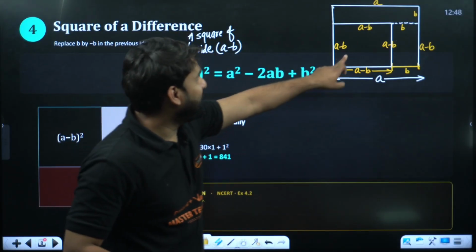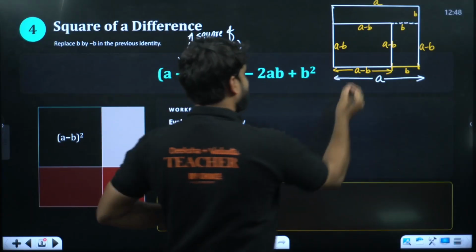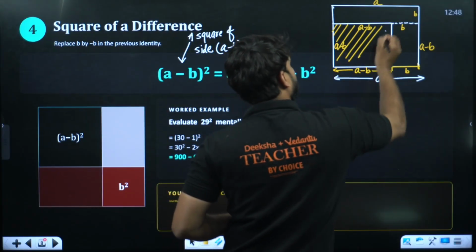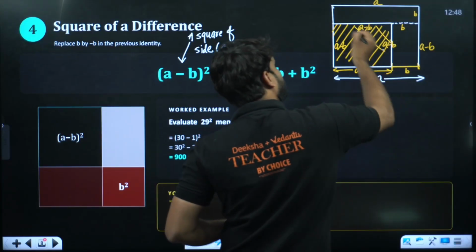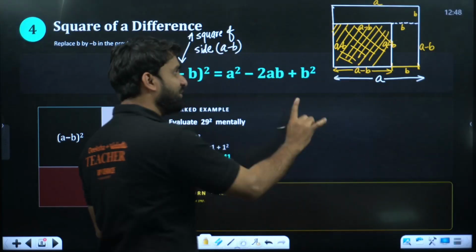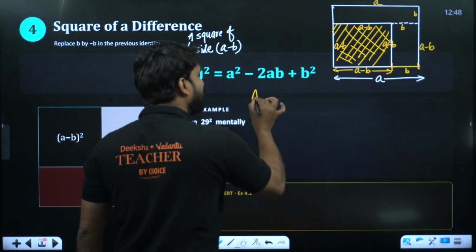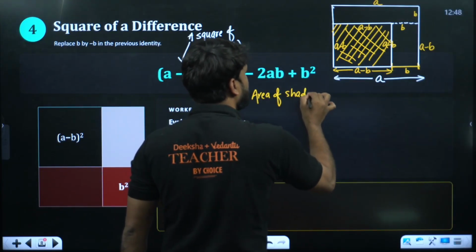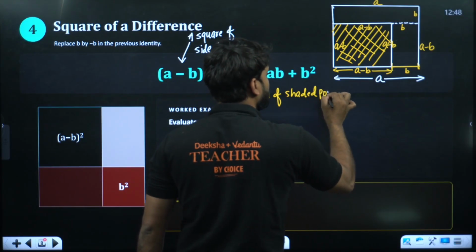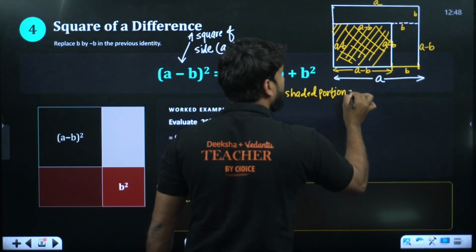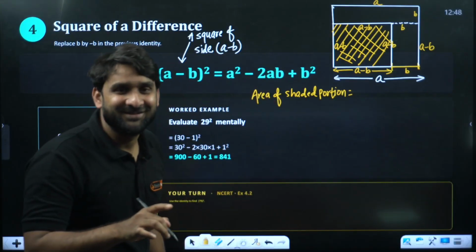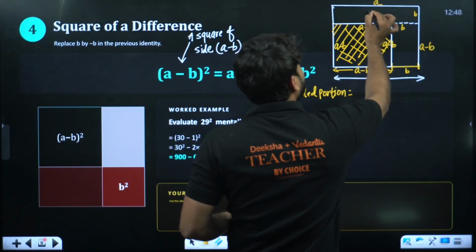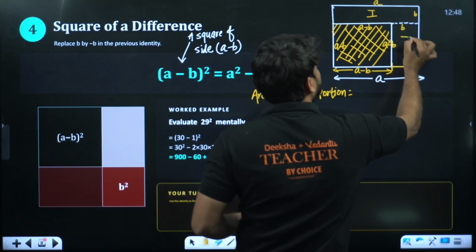Now we want the area of this. We want this area. Let me share this. We want this area. Area of shaded part. Can you see here? Area of shaded part. So if I write here, area of shaded portion will be equal to what? Area of shaded portion will be equal to what? Let's say I'm calling this as 1 and this as 2.